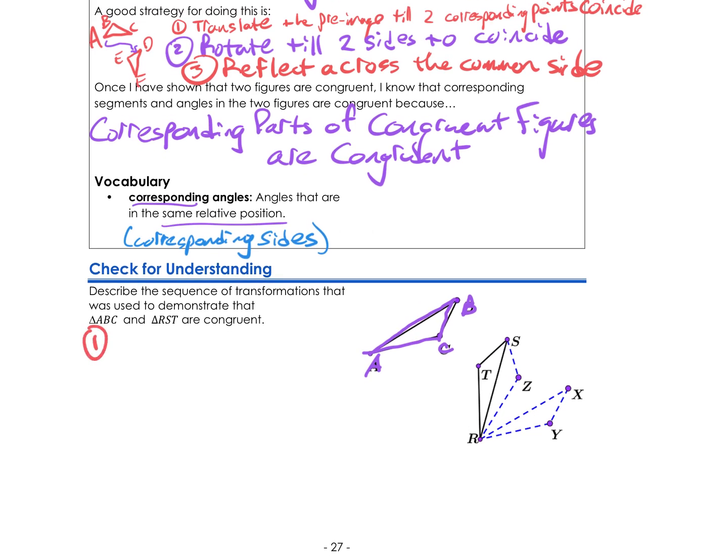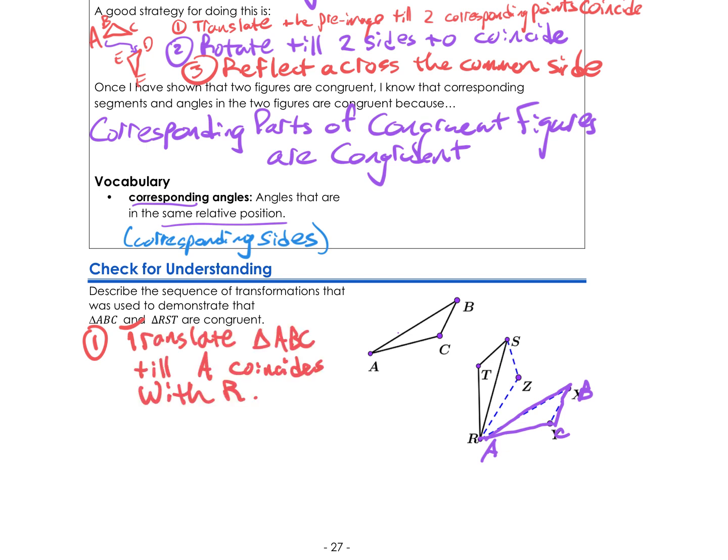Let's start with translating. Let's take this shape and translate it until A coincides with R. So let's take that A down to that R. That's our first step. So we're going to translate triangle ABC until A coincides with R. Coincides, again, just means lines up. Now let's take that and rotate it. You can see this little dotted line giving us a hint. So what if we rotate it until it lines up there?